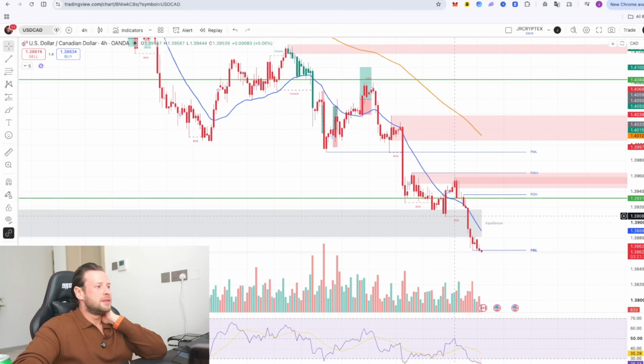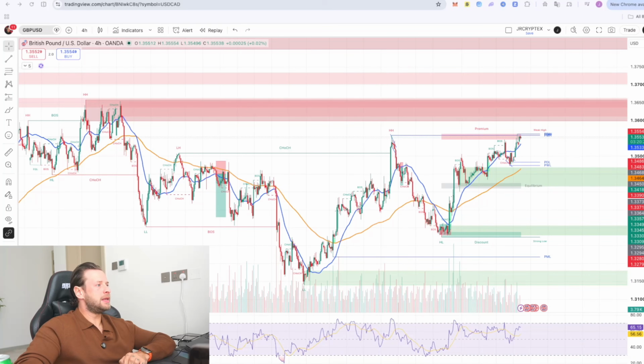This one's been filled. This one, we have a massive gap here. So I think we're going to come up, fill that, and then basically continue to drop to the downside for USD CAD. Okay, next one, GBPUSD.